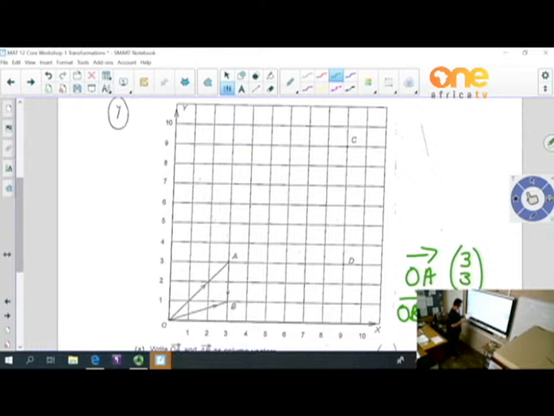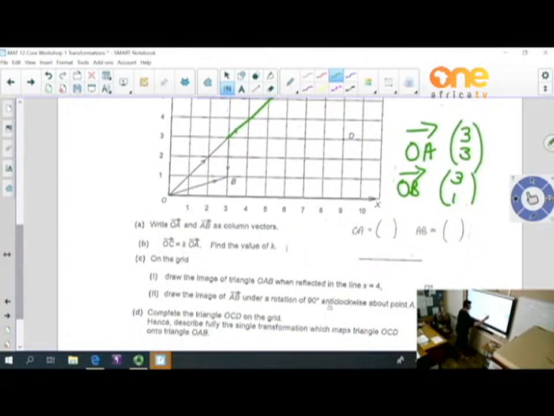The next one says OC is k times OA. Find it. So here's C now. If we join these points, then we have the vector OC. Now we said OA was (3, 3). Let's read off OC. This one is (9, 9). Can you see? So that is why k is going to be 3, because I've multiplied it by 3.